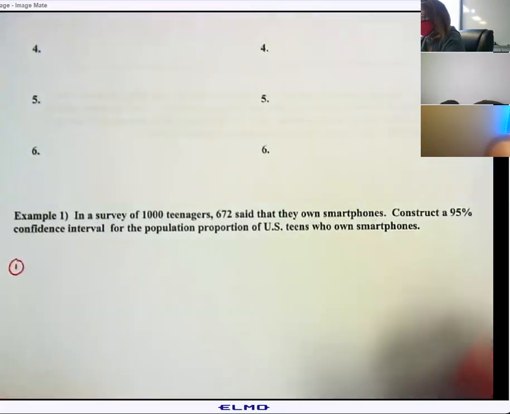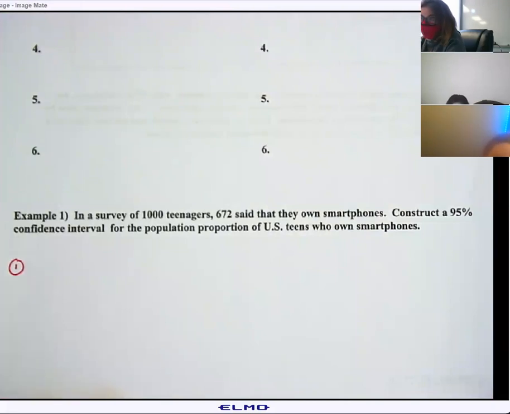So let's travel down to example 1, and we're going to do steps 1 and 2. So step 1, we had a survey of 1,000 teenagers, 672 said they own smartphones. Construct a 95% confidence interval for the population proportion of US teens who own smartphones. This study is true, but it was done like 5 years ago, so I'm sure that the numbers have upped since then. But still remember that a teenager counts as like a 13-year-old, and they don't all have smartphones.